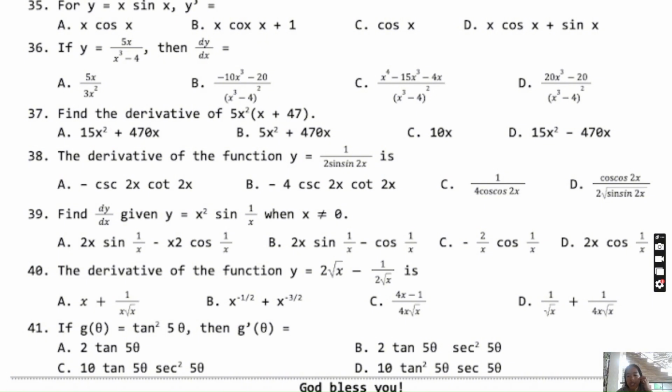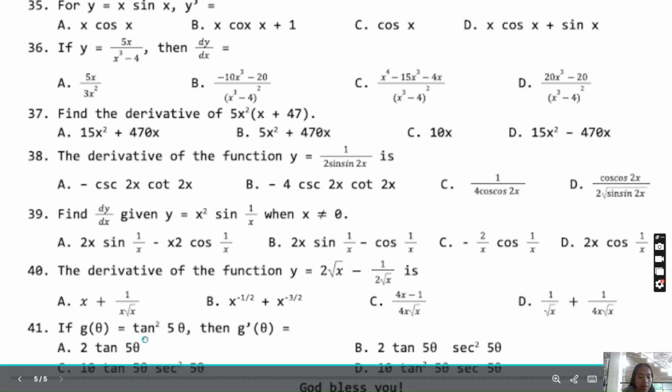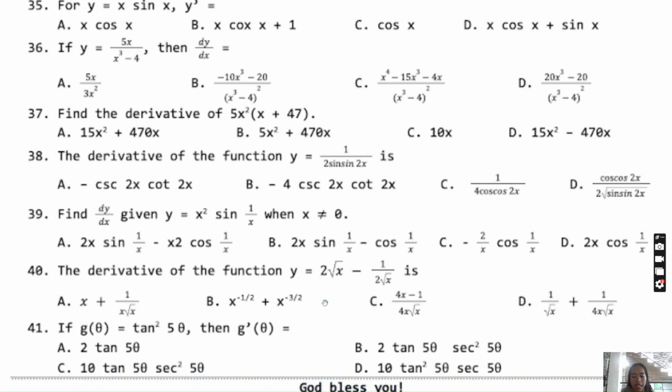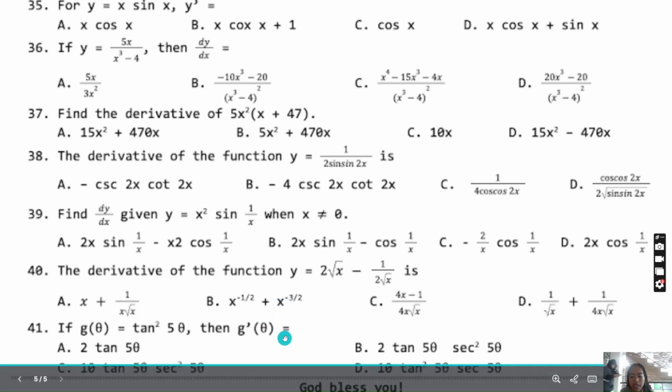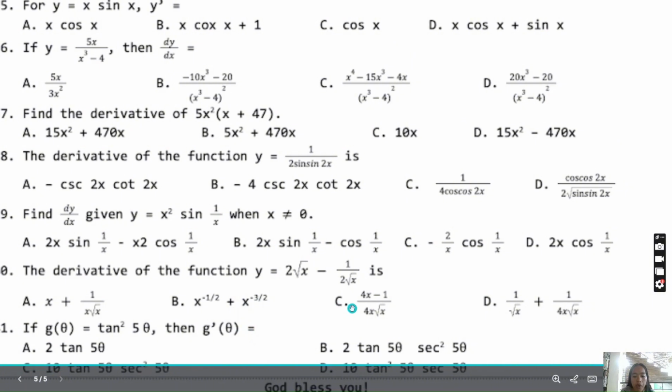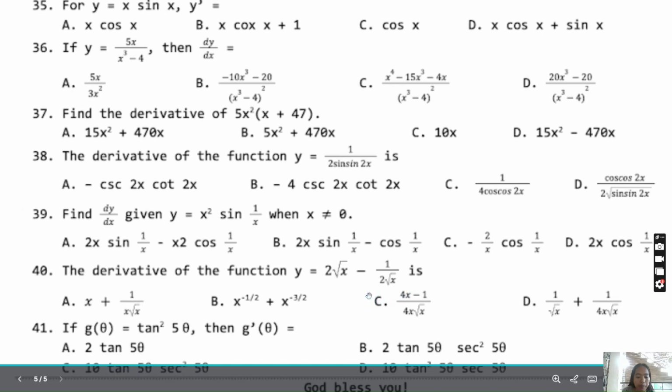So in number 40, let's read the number 40. The derivative of the function y is equal to 2 square root of x minus 1 over 2 square root of x. The answer is letter C, 4x minus 1 over 4x times the square root of x. The first derivative of this should be letter C.